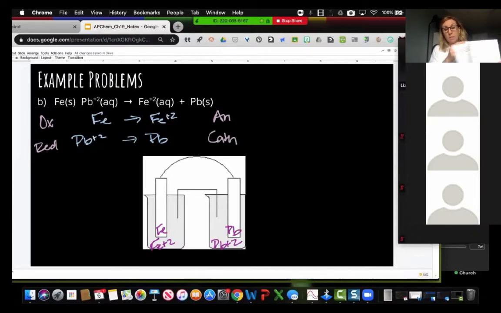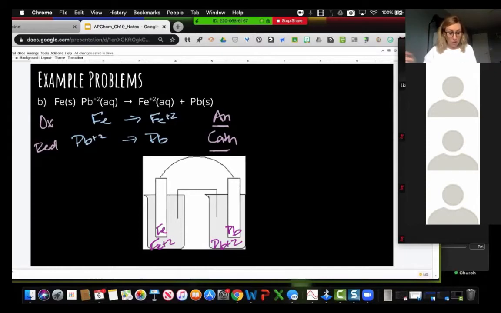Now another way you can do this is if you look on that chart, you can tell whether or not something is going to be spontaneous based on their relative position. I know this is hard to see, I'm trying to look at my paper through the camera here, but iron is down here at the bottom, and lead is a little bit further at the top. Since lead is above iron on the table, and like we talked about, the cathode has to be above the anode, that means that this reaction will be spontaneous.